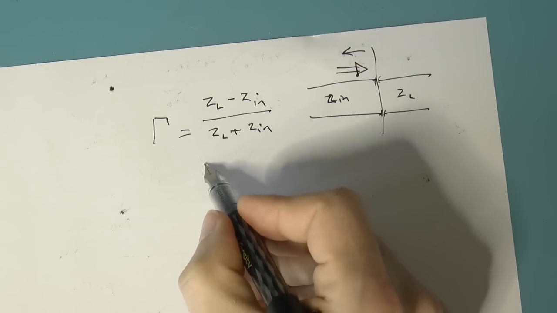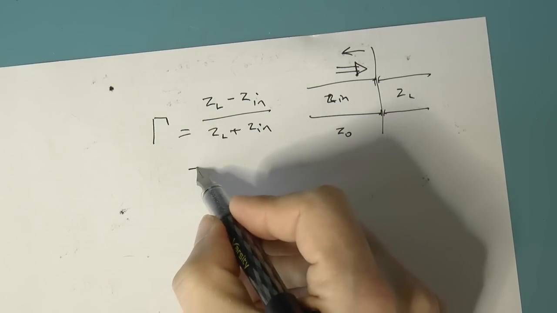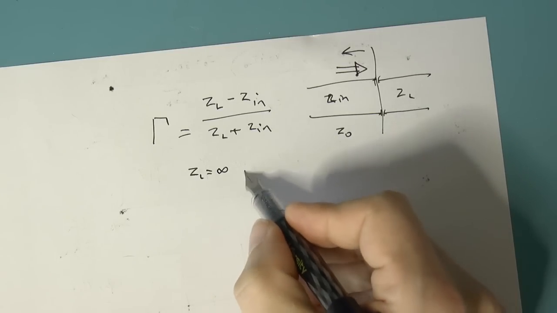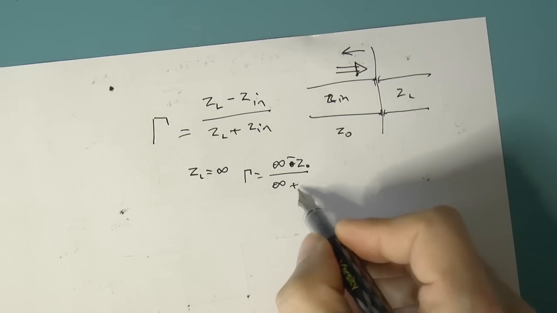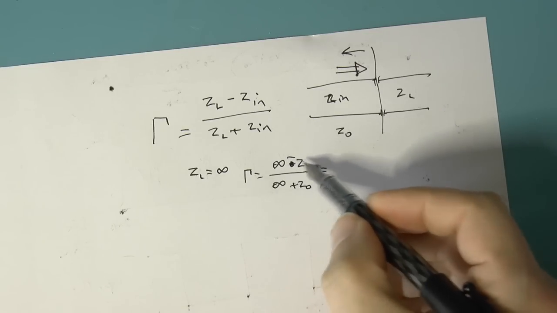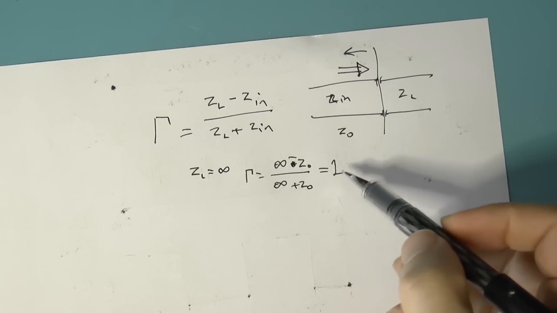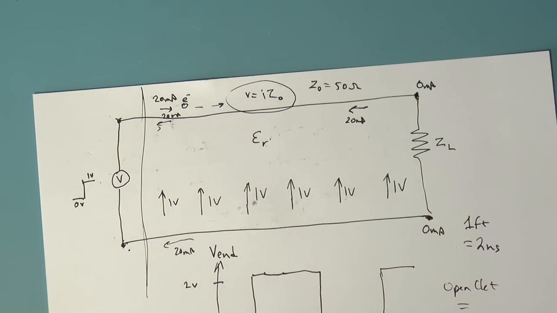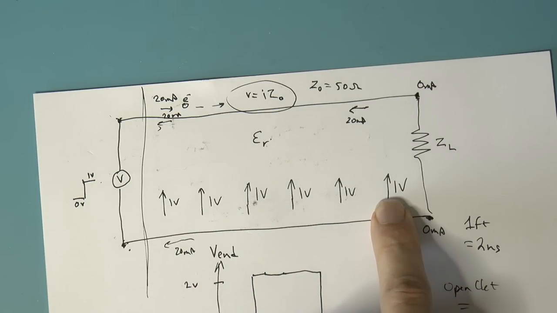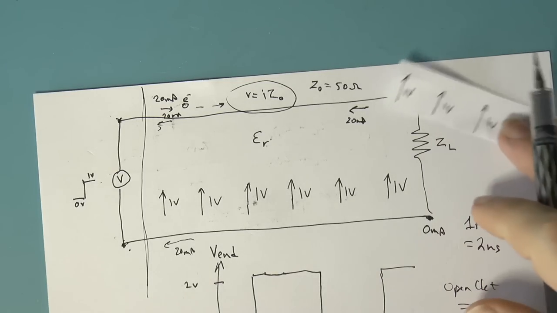Now if we do the math, let's suppose that Z in is just our characteristic impedance Z0, and then we can change ZL to be something. So let's look at the open circuit. ZL in that case is infinite, so gamma is just going to be infinity minus Z0 divided by infinity plus Z0. Well, that's basically infinity minus a small amount divided by infinity plus a small amount, which is just going to be 1. So whatever comes in is exactly whatever gets reflected, and that's what we saw back here, where we had this incoming wave going over here, and then the reflection being exactly equal. There's the reflection right there.